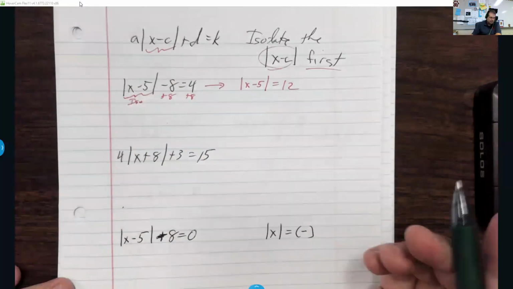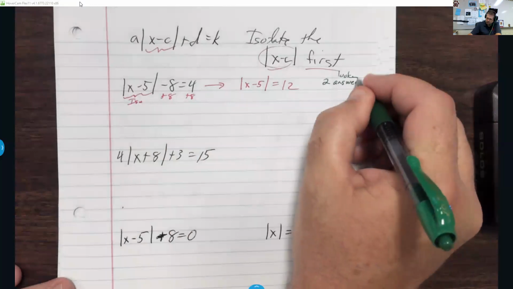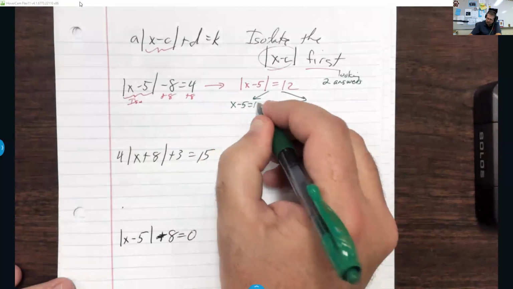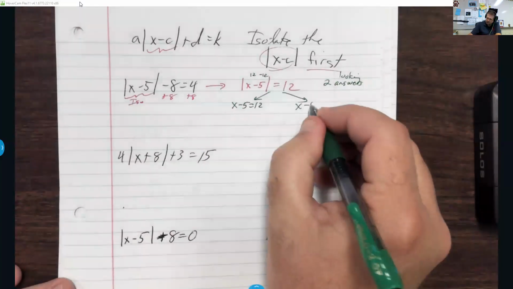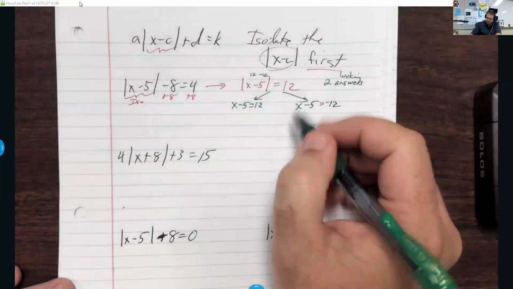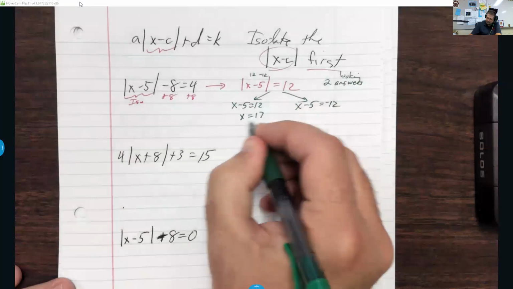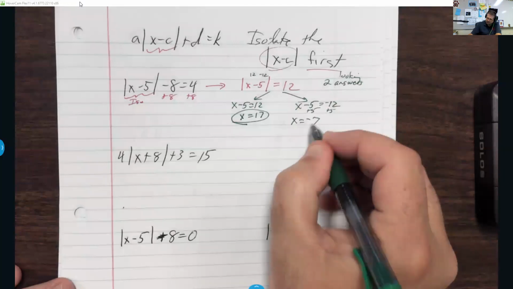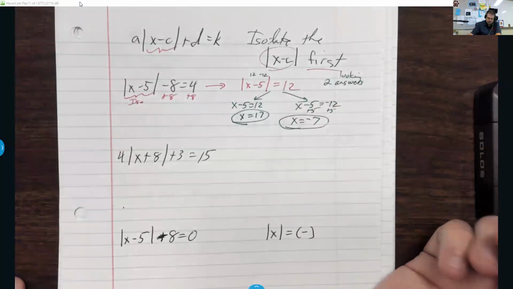Now, because I'm looking for 2 answers, I'm going to separate this. I need to know when x minus 5 is equal to 12, because I want that to be 12, but I also want it to be -12. So I say x minus 5 is equal to -12. Now notice there's no more absolute value. When I split this, you drop the absolute values. Now I can solve this. x is 17, and on this one, add 5, x is going to be -7. So those are my 2 solutions. It's just as simple as that.